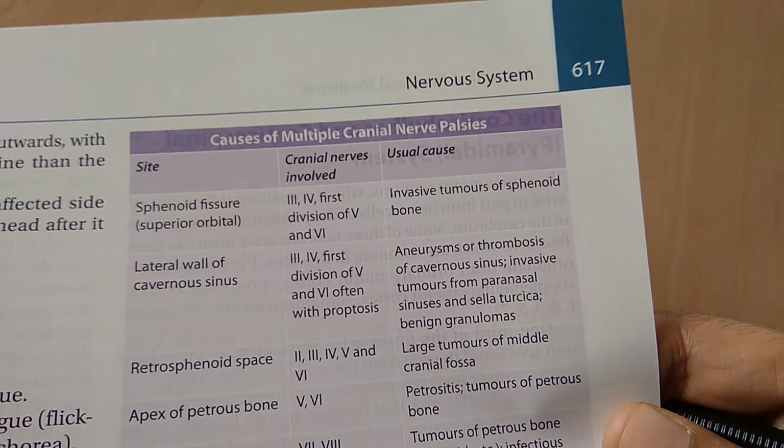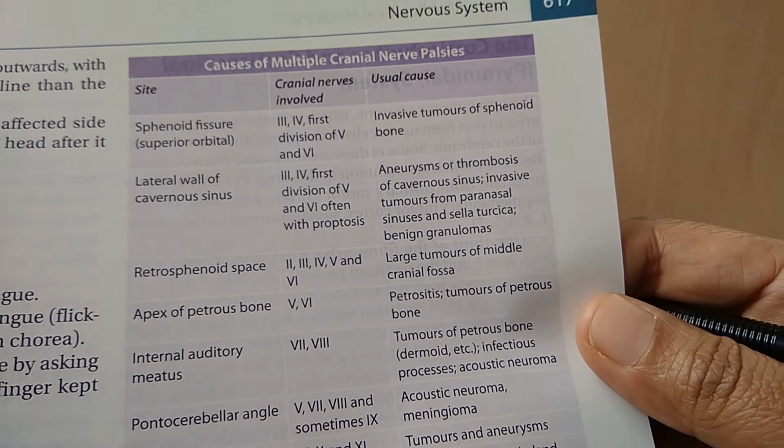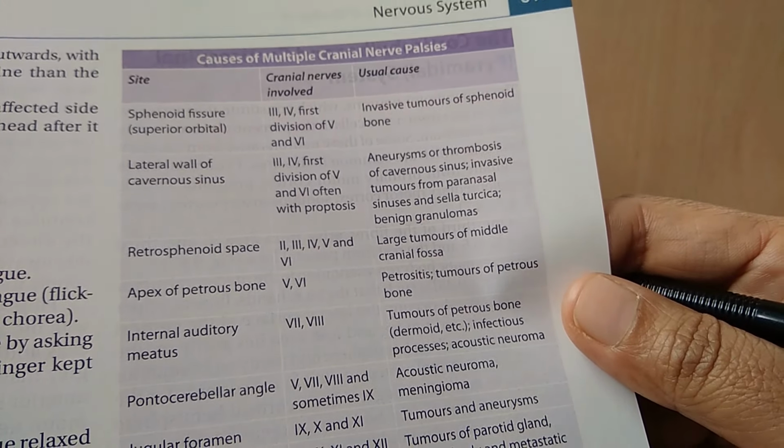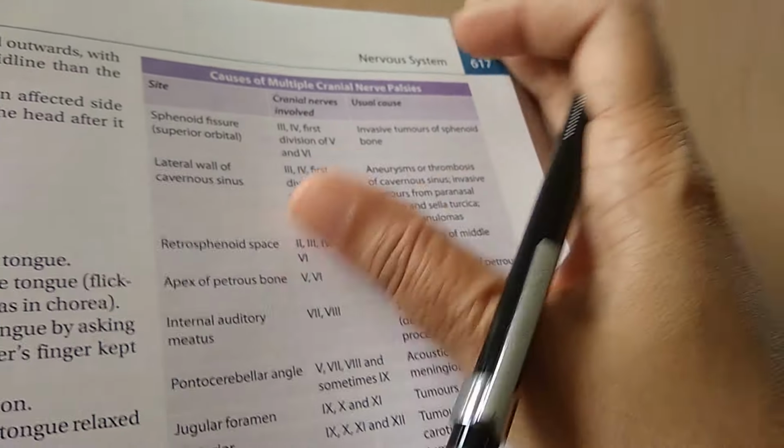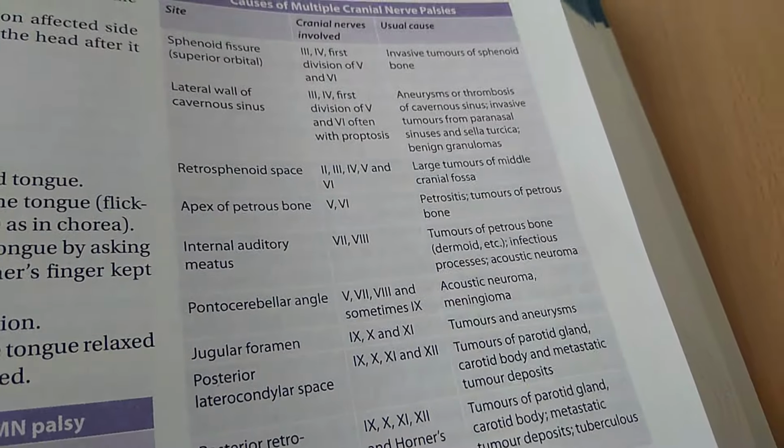So that's it guys. We have looked at the cranial nerves. So if there is multiple cranial nerve palsy, what will you do? It can happen, right? Multiple cranial nerve palsies can be there.